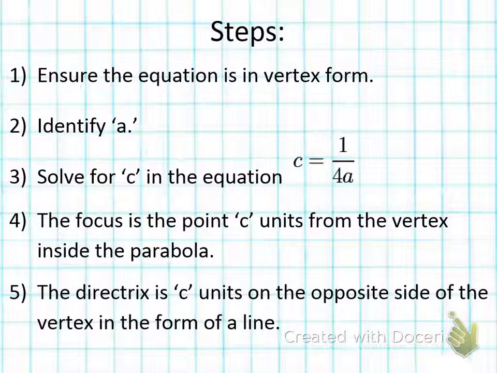So we're going to go c units from the vertex, and it'll be inside the parabola. So if it's facing up, we'll go from the vertex up to find the focus. We're going to go up c units, and that's the focus point. And the directrix is on the opposite side. So if we had to go up c units to the focus, we go down c units to the directrix. Okay, and that's going to be a line.